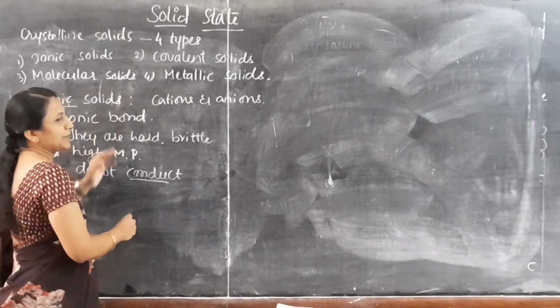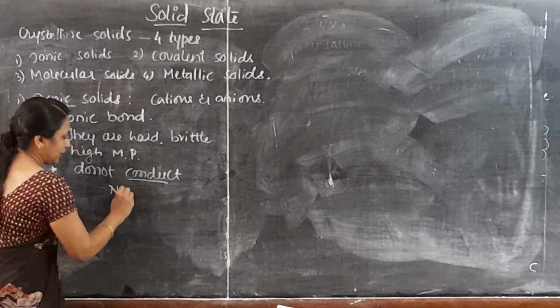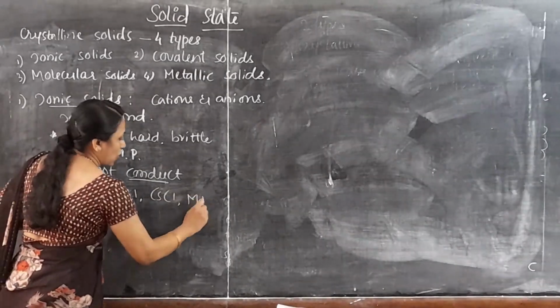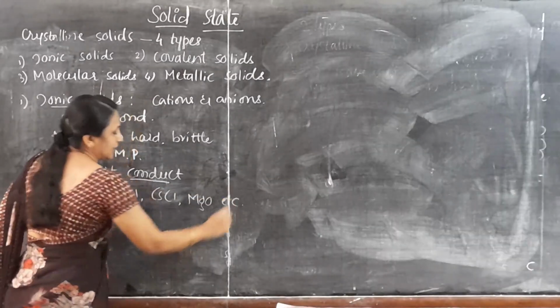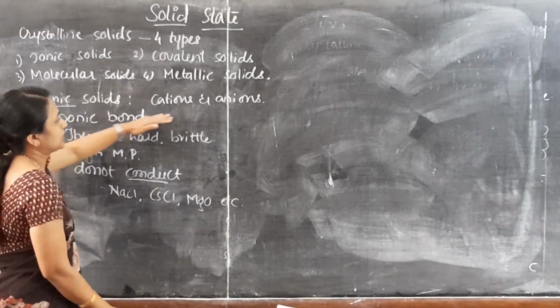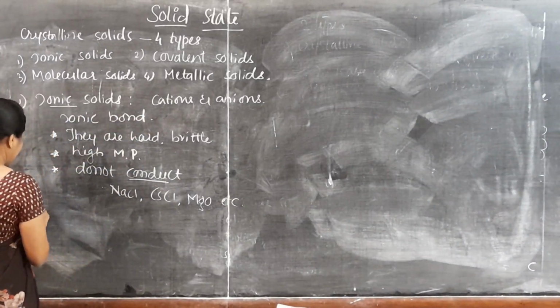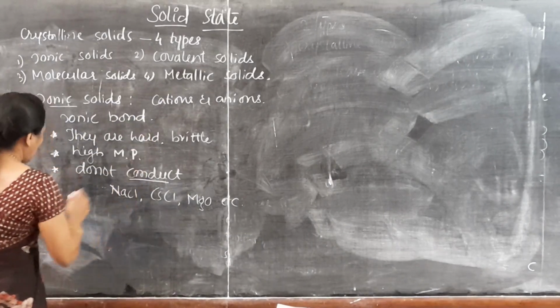For example, ionic solids include sodium chloride, cesium chloride, magnesium oxide, etc. So here the constituent particles are ions, positively and negatively charged ions. Next one, covalent solids.